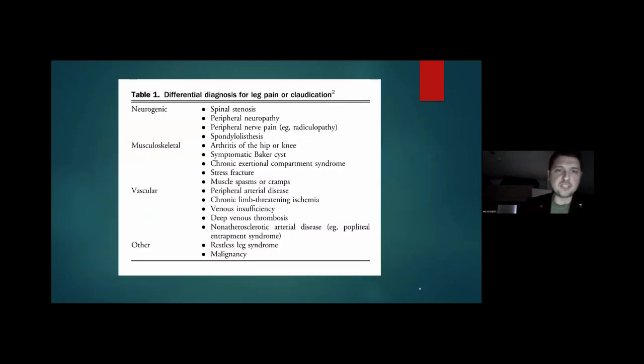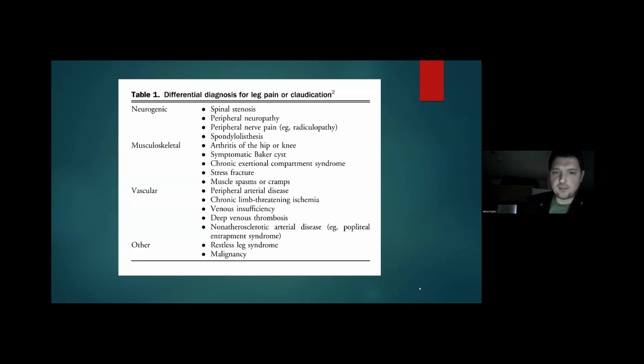So for leg pain and claudication, if we summarize all the possible causes, you have neurogenic, musculoskeletal, vascular, and other. Neurogenic: spinal stenosis, peripheral neuropathy, peripheral nerve pain, spondylolisthesis. Neuropathy is usually very diffuse pain, which doesn't have any radicular distribution and is always accompanied by a lot of sensory disturbances, which are not typical for herniated discs. Musculoskeletal causes can be arthritis, hip, knee, symptomatic Baker cyst, chronic exertional compartment syndrome, stress fractures, muscle spasms.